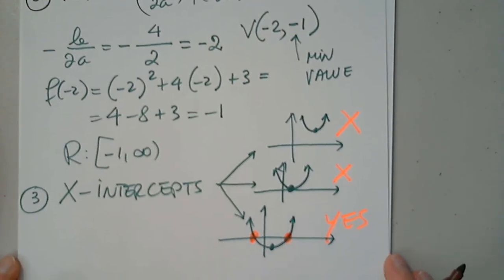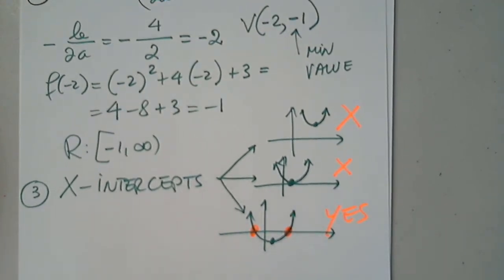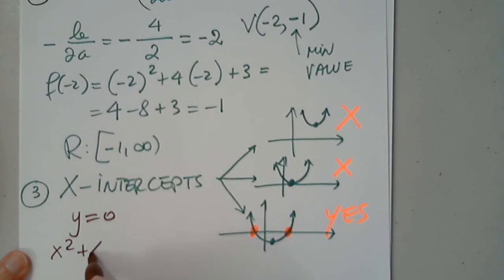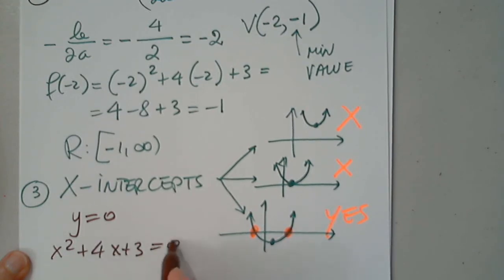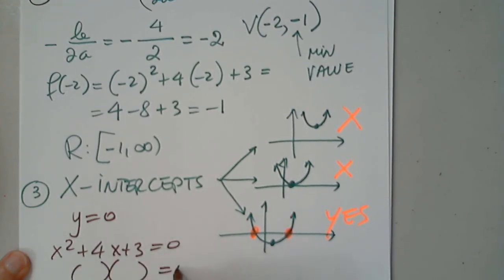How do I find the x-intercepts? What do I need to write to find the x-intercepts? Make the y 0. Indeed. Thank you. x squared plus 4x plus 3. Can anyone quickly factor this for us? Plus 3, plus 1. Very good. x plus 1, x plus 3.